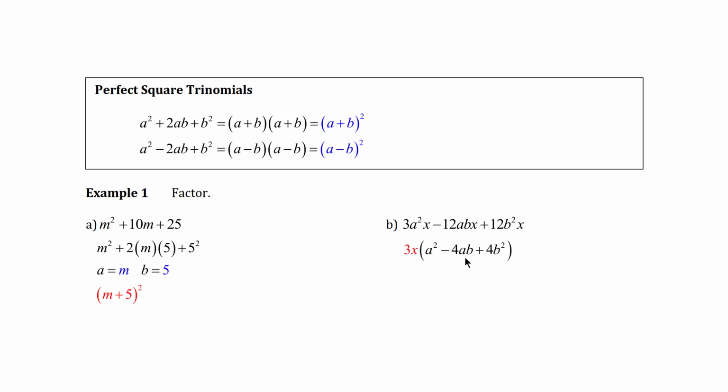To find the value of a, we take the square root of the first term, a squared. This will just be a, so a is equal to a. To find our value for b, we take the square root of the third term, 4b squared. We get 2b, so b is equal to 2b. Next, we substitute these values into our second formula, which is parentheses a minus b squared. For our final answer, we get 3x times the parentheses a minus 2b squared.